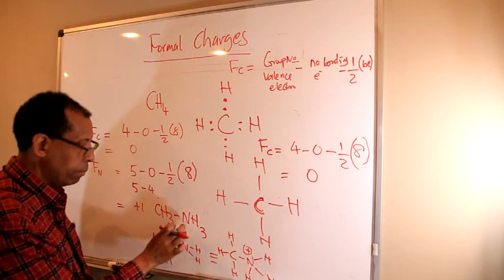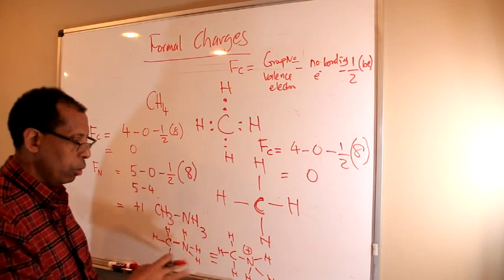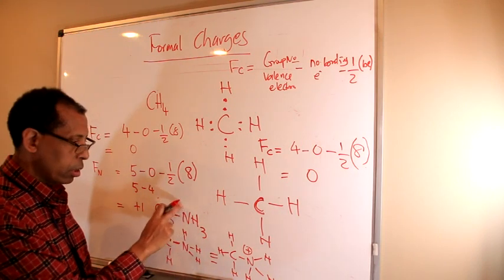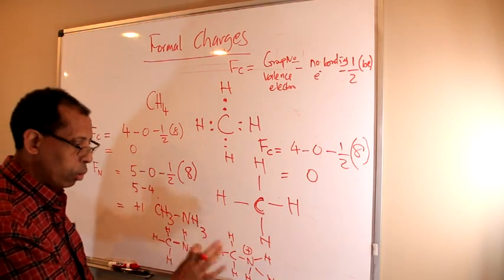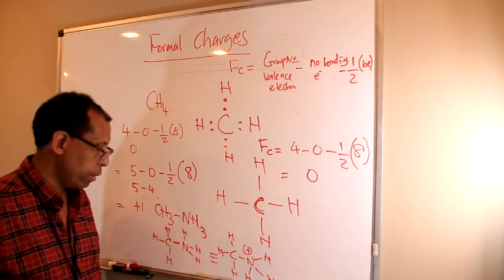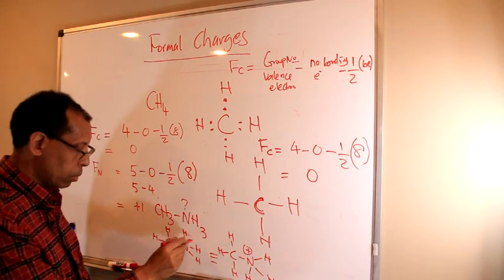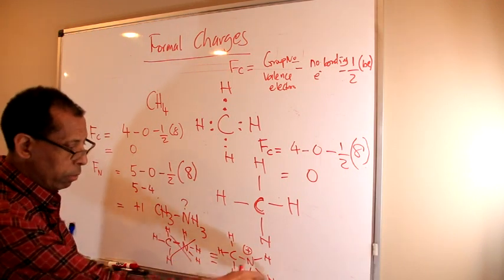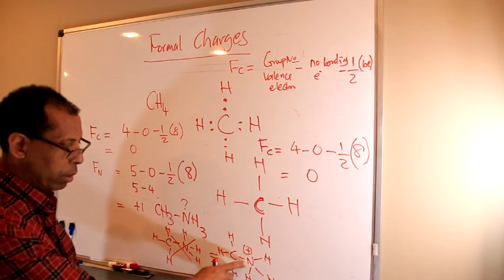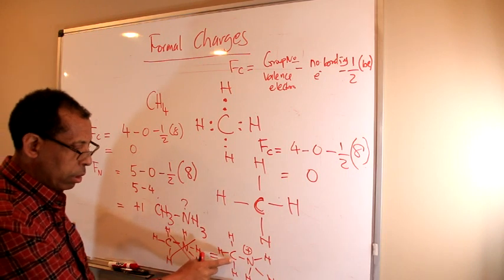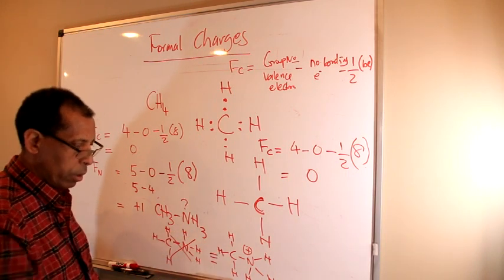I haven't written the charge here because I'm just asking you, but that's how it should normally come. Since it was a question, that's why I wrote it like this. So this structure is not right. The formal charge on nitrogen is plus 1. The formal charge on carbon is 0.